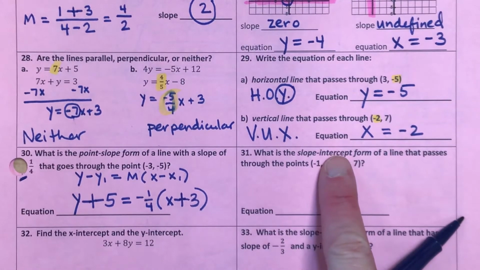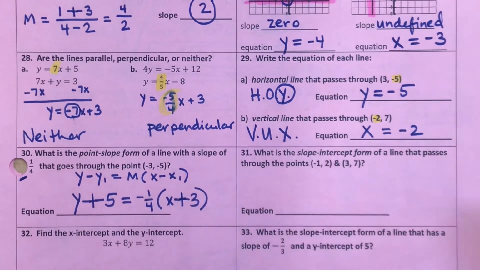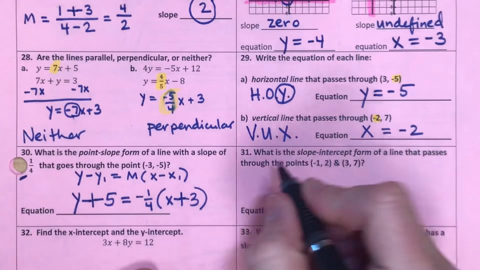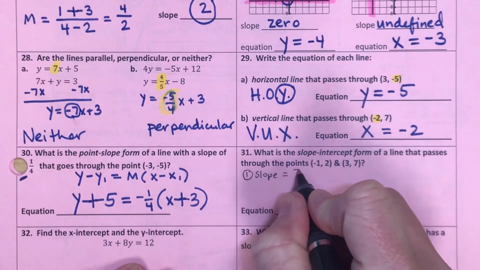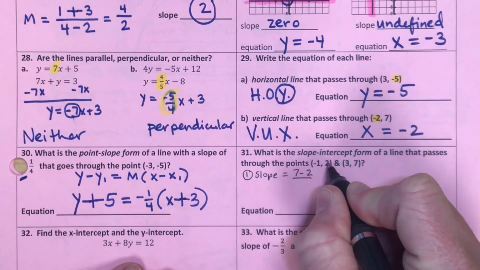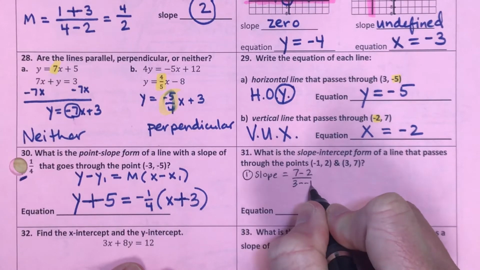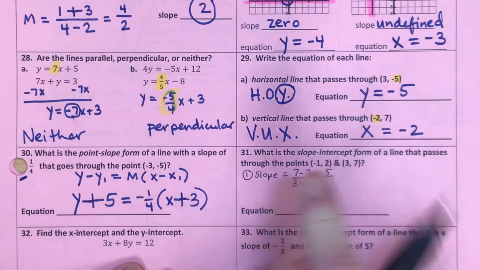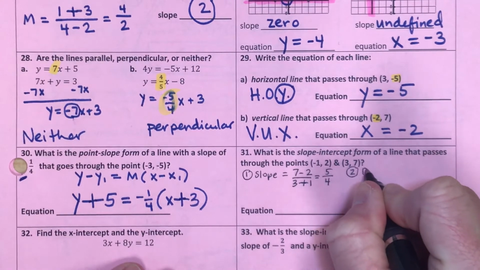Now for 31, it says, what is the slope-intercept form? Now we're going to start here with point slope form, and then we're going to transform it into slope-intercept form. So first we're going to find our slope. So I'm going to have to, number 1, find slope. And I'm going to use my formula here, 7 minus 2, that's my second y value minus my first one. Now divide by my second x value of 3 minus my first x value of -1 is going to be the fraction 5 over, now if I add here, 4. So that's my slope. Now second, what I'm going to do is use point slope form.